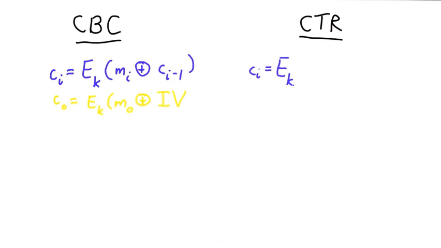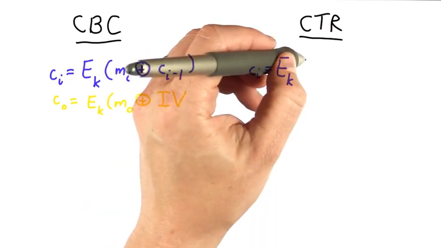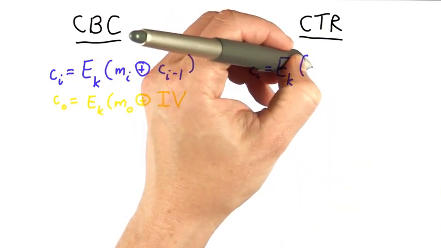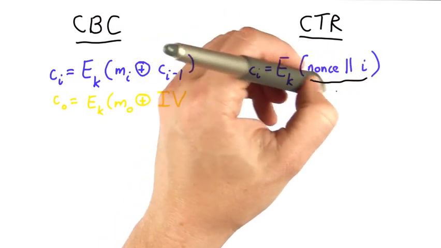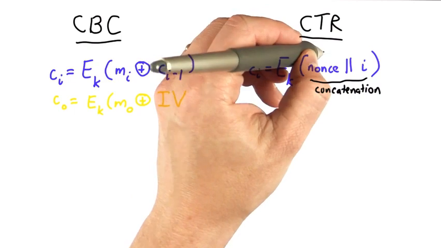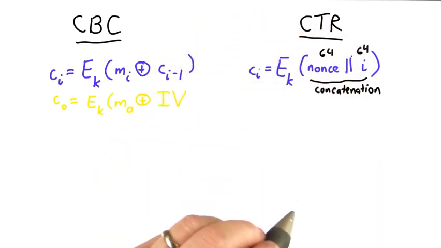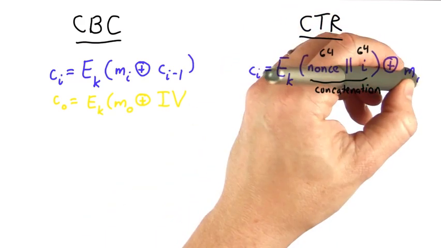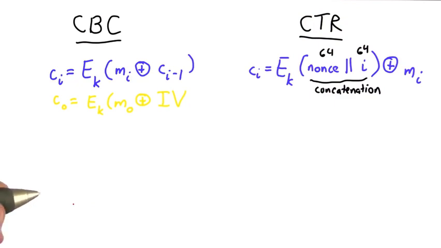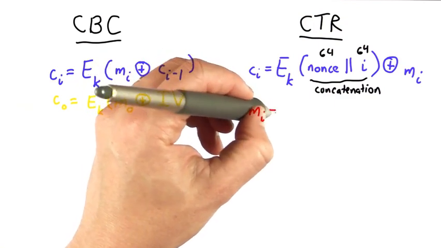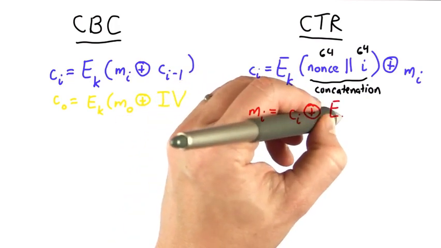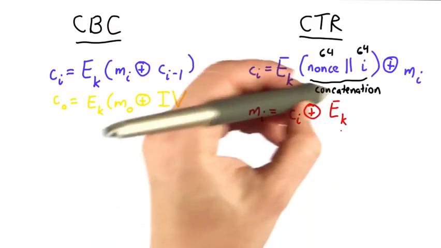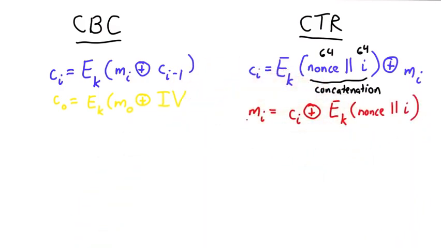With counter mode, the ith ciphertext block is the result of encrypting the value of i, that's our counter, with some nonce. I'm writing this as concatenation, so we have 64 bits for the nonce pasted next to 64 bits for the counter. And that is XORed with the corresponding message block. To do decryption with counter mode, the ith message block is the ith ciphertext block XORed with this same value, which, as we know the key, we can compute. So that's how decryption is done.